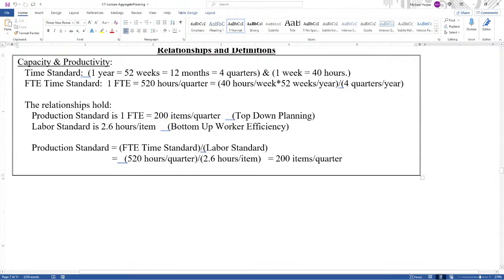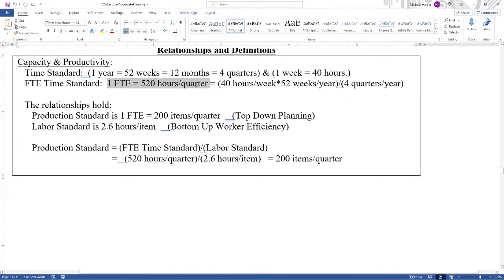The difference between these is that the production standard is usually for top-down planning, looking at how many FTEs we need. The labor standard is bottom-up worker efficiency, like how can we make each item be produced more efficiently. You focus on the labor efficiency. So it's top-down, bottom-up type analysis. But these go together within your production standard by your FTE time standard.